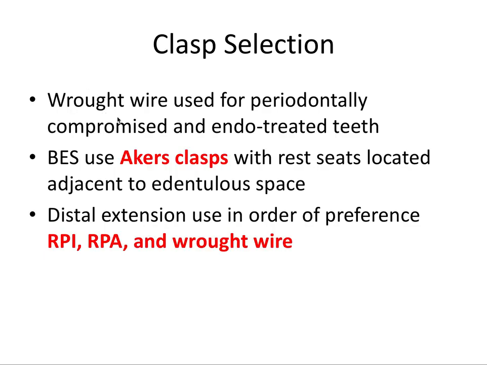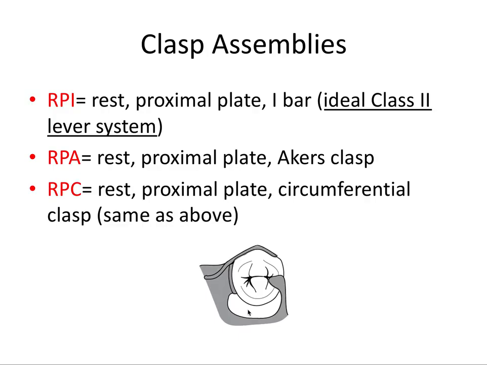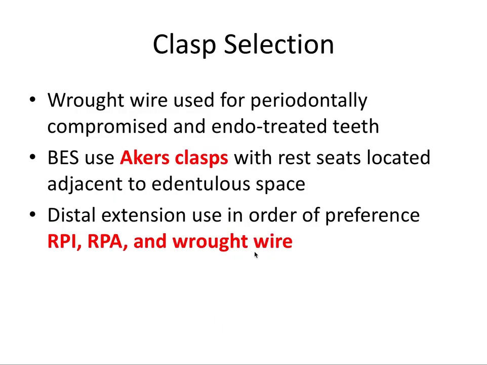Now, why I said this was sort of an RPA, not quite, is because this is an example of a wrought wire. You can see how it's separate from the rest of the metal, and it's been soldered and positioned separately. So this is an example of a wrought wire clasp. So wrought wire is used for these compromised teeth.